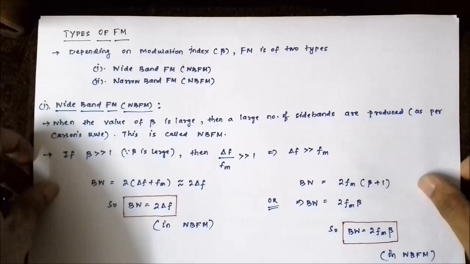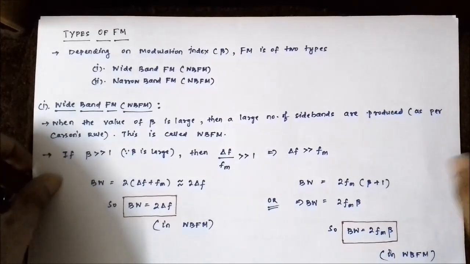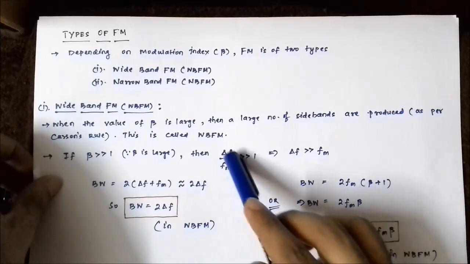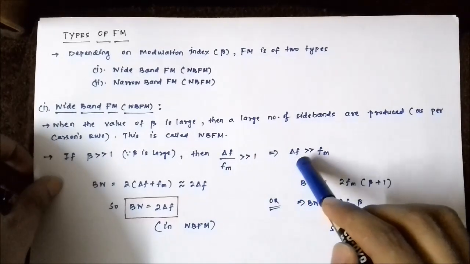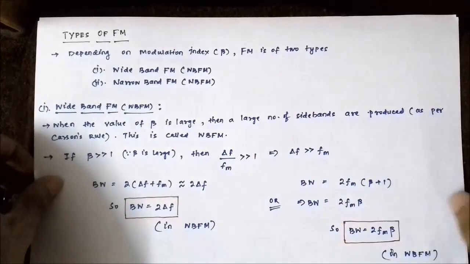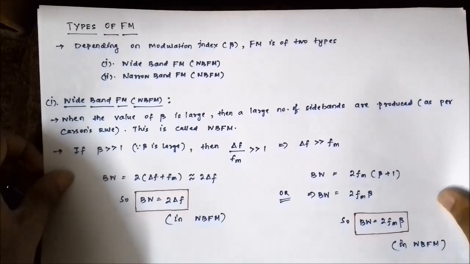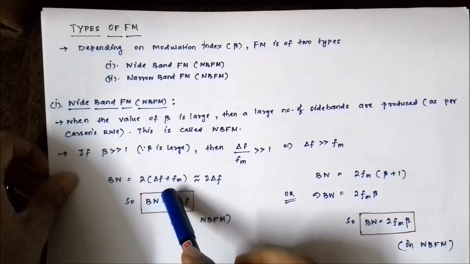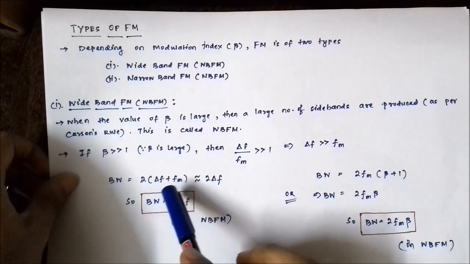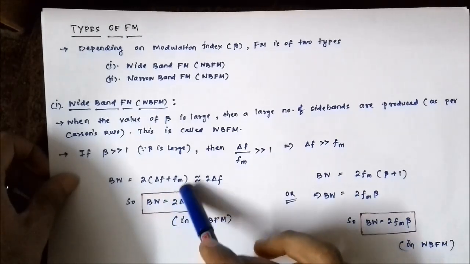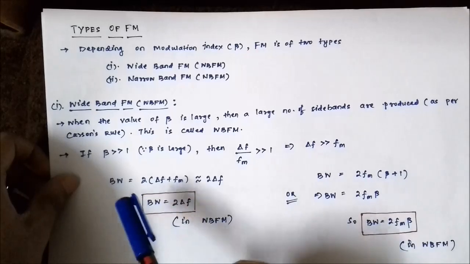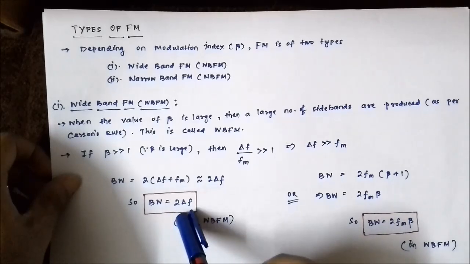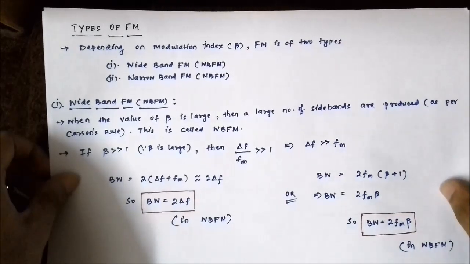So, let us see what happens when beta value is very large. That means the ratio between the frequency deviation and the modulation signal frequency is large. This is the modulation index formula. So we have the frequency deviation much greater than the modulation signal frequency. As per Carson's rule, the bandwidth of a frequency modulated signal is given by 2 times delta f plus fm. As delta f is much greater than fm, we can ignore the modulation signal frequency part. So we can approximately write the bandwidth of a wideband frequency modulated signal as twice the frequency deviation, 2 delta f.